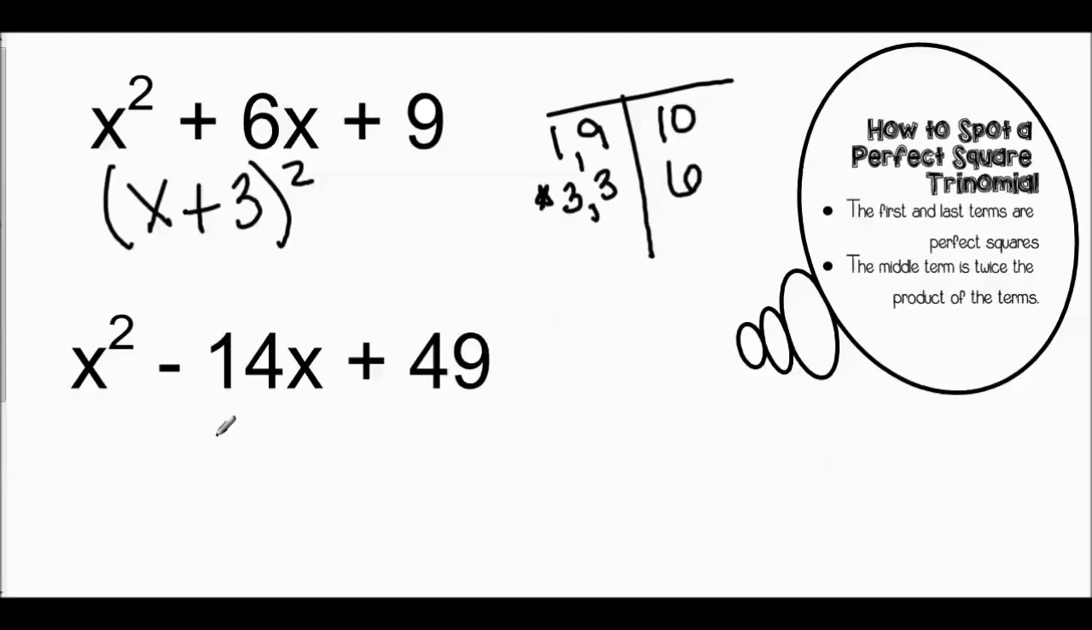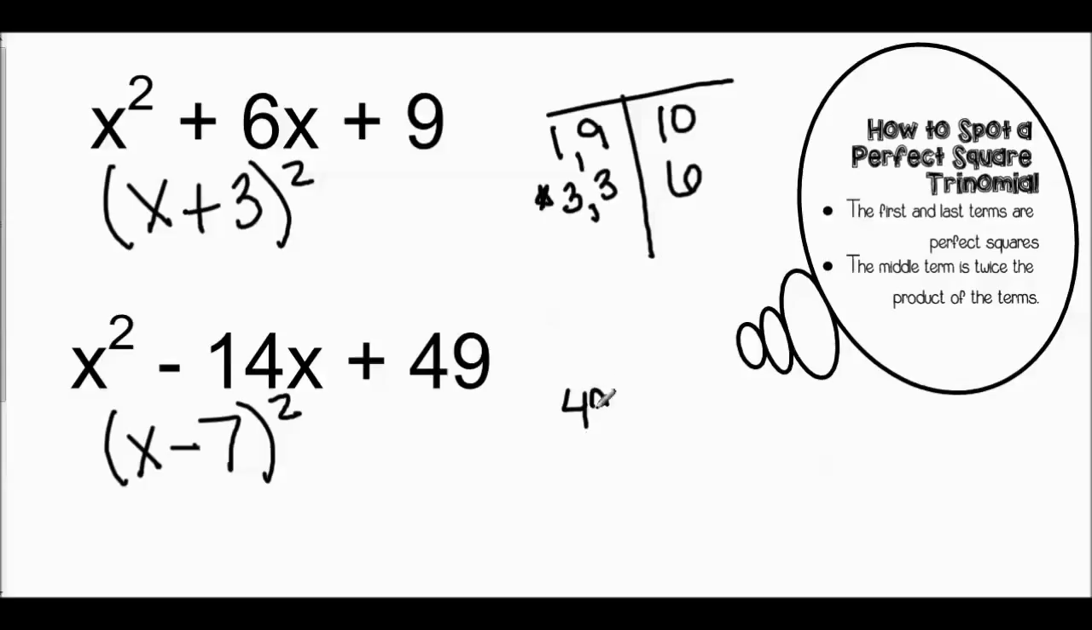Notice I have a negative middle term. So what are the square roots of 49? Well, it's 7, but it could also be negative 7. Since I have a negative here, that means that I'm going to have (x - 7) squared. Again, I could have done my columns.